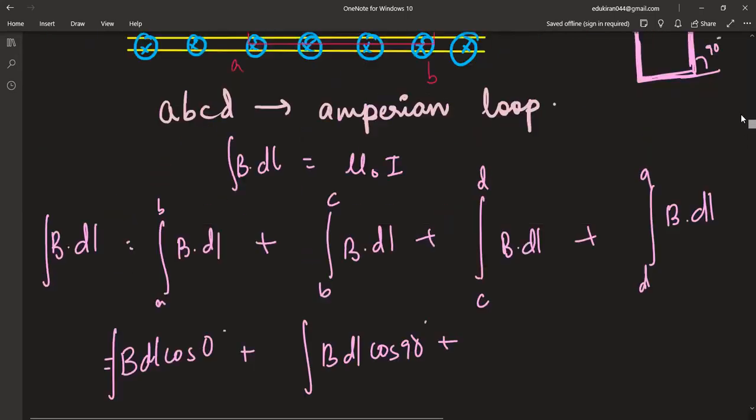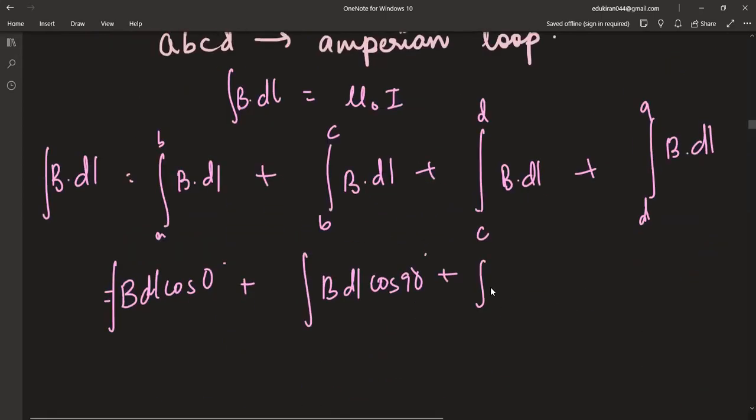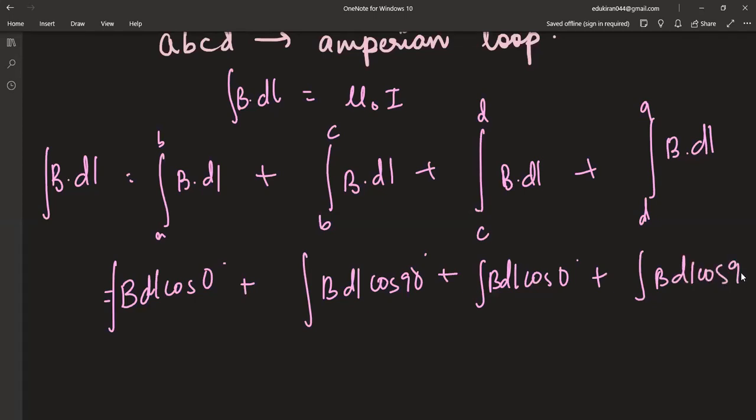Plus, when we take CD, again this is also parallel, so 0 degrees, and DA is making an angle of 90 degrees. So this will be the integral of B dl cos 0 degrees plus the integral of B dl cos 90.